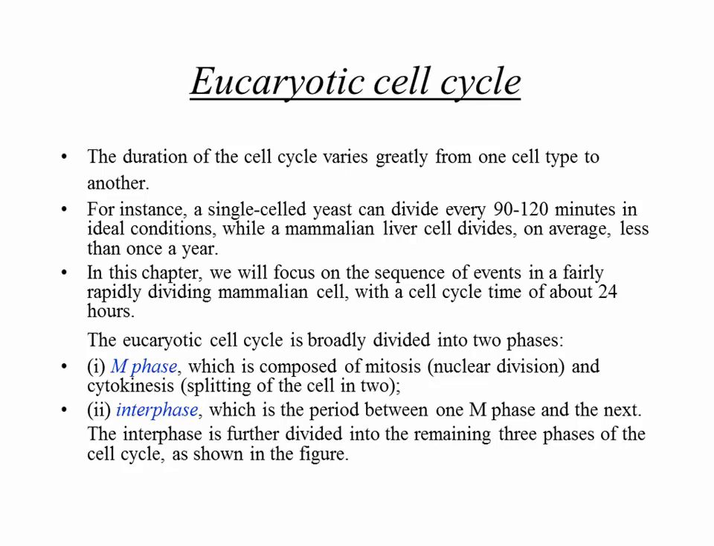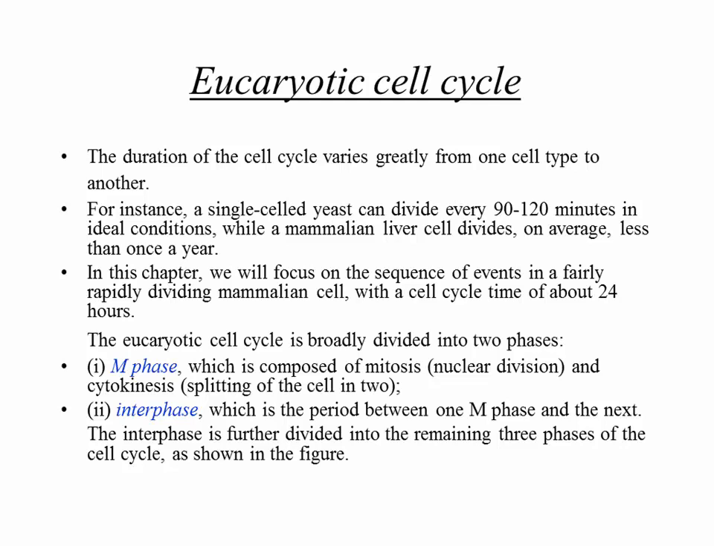Now, if you're looking at the eukaryotic cell cycle, that is broadly divided into two phases. And we already encountered these phases before. We had M phase, that's when the nuclear division happens. And then in between two M phases, you have interphase. So M phase, which is composed of mitosis or nuclear division, and cytokinesis, that is the actual splitting of the cell in two. And then interphase, which is the period between one M phase and the next.